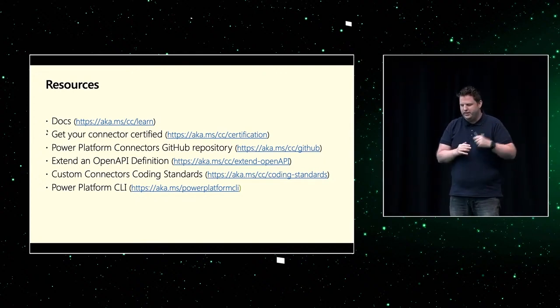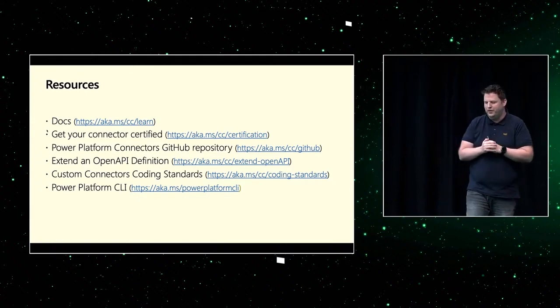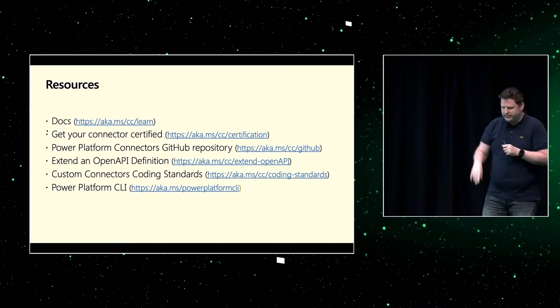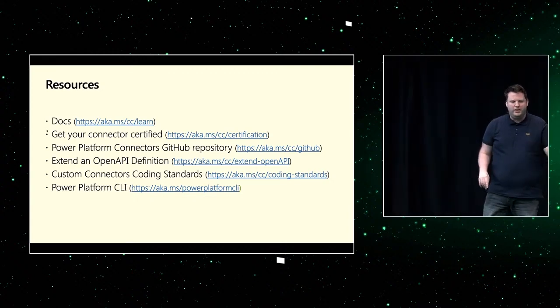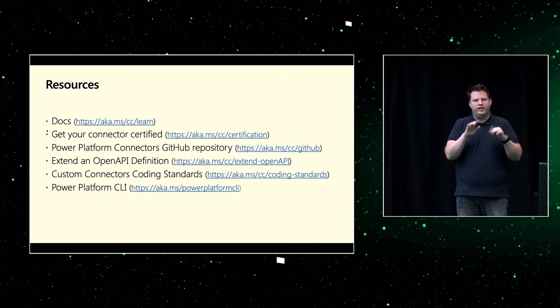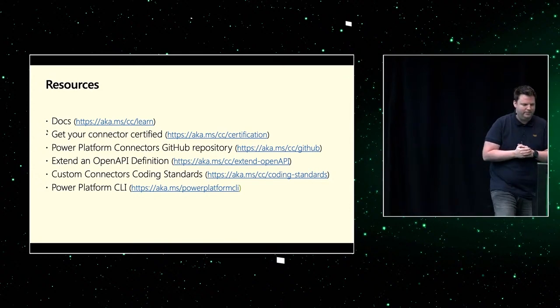There's also the Extended Open API definition docs article, and that will help you with all the different types of fields that you have within the connector experience, and that also shows some tips and tricks around it. You have coding standards, and you also have a CLI, because I only use the UI, but you can also use it within Visual Studio Code and then, for instance, deploy the connector through a CLI.